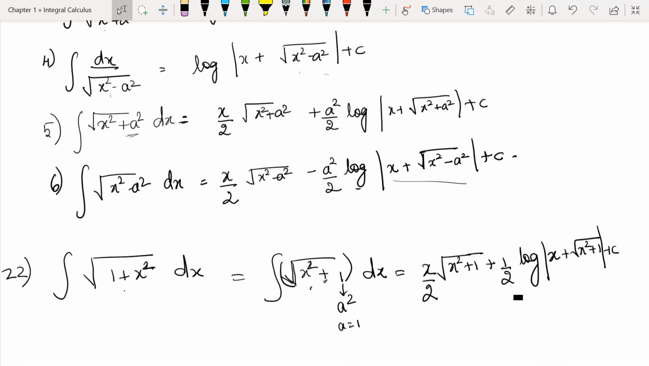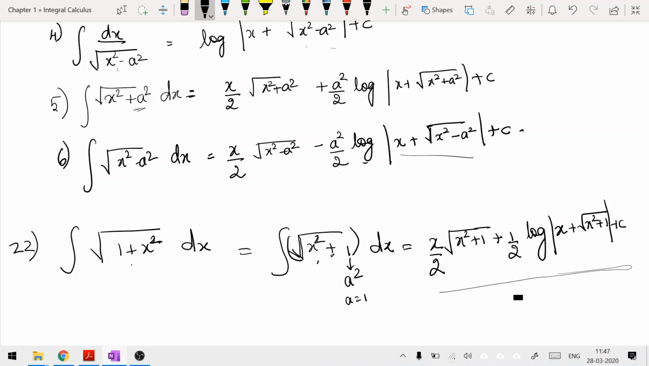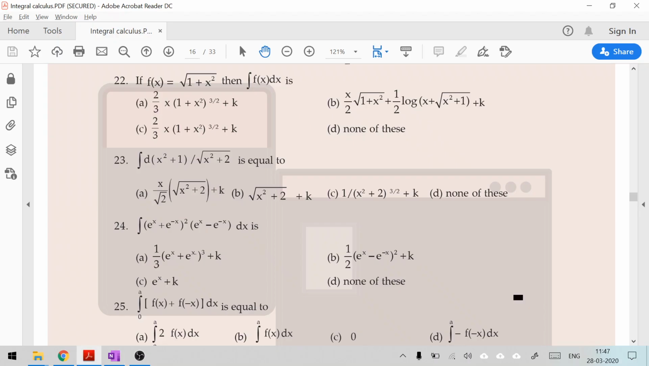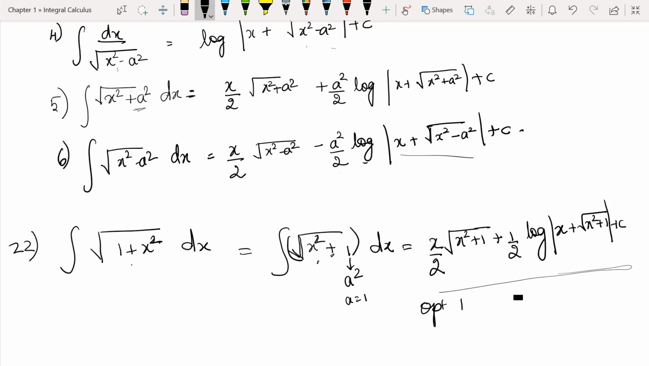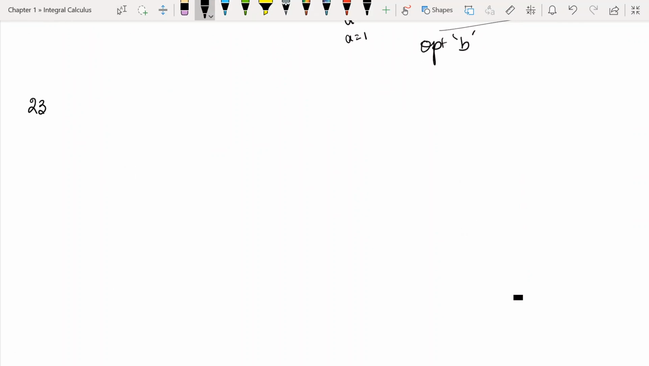Now what you have to remember is when you get a question on standard integrals, if you know the formula thoroughly, you have straight 1 mark into your pocket. If you remember the formula thoroughly, you don't even have to do this. You can straight go to the options and check which one of the options is matching. So look at this. It's straight here, x by 2 root of 1 plus x square plus half log of x plus root of x square plus 1 plus k. So answer is option B. Now let us go to question number 23.